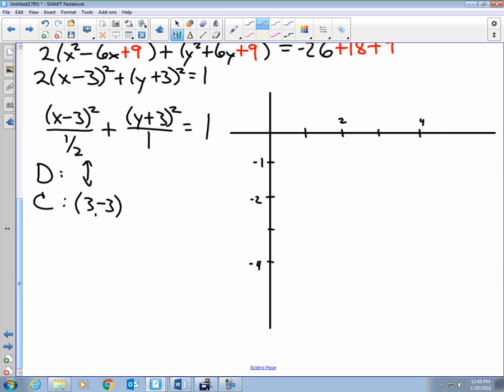All right, what should I plot? 3, -3. Got it. Okay, I'm going to have vertices. I'm going to have major axis. I'm going to have minor axis. I'm going to have foci. And I'm going to have eccentricity.